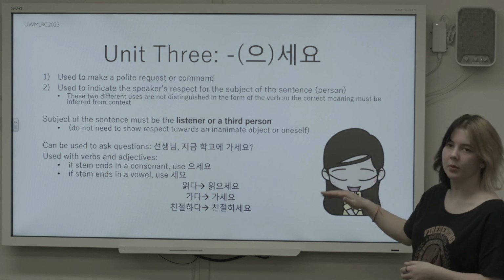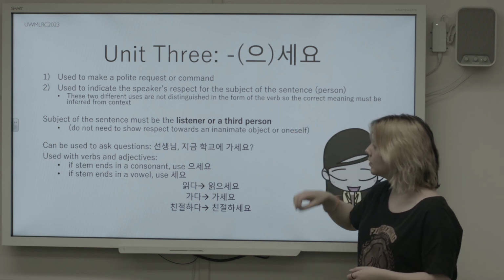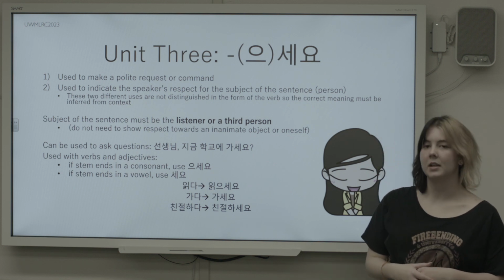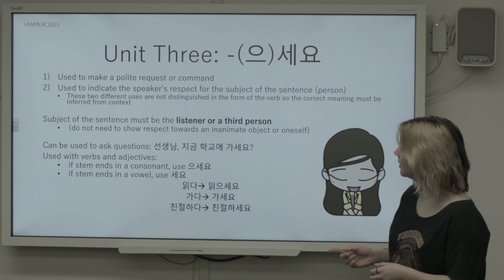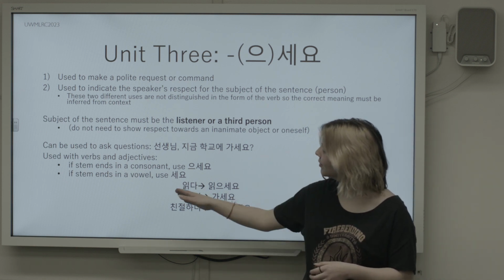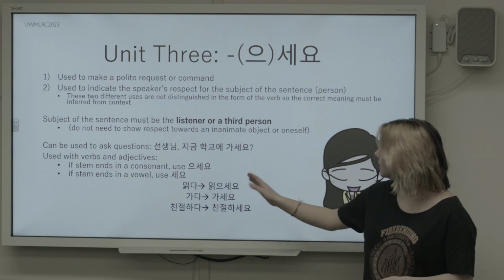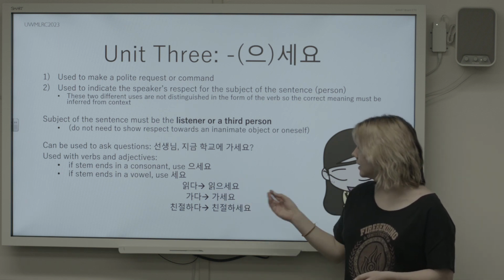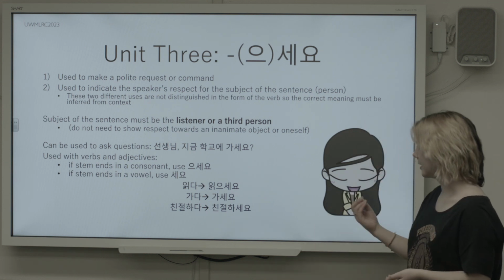Like the first form that you used, 으세요, in this second meaning, is used with verbs and adjectives. So if the stem ends in a vowel, use 세요. If it ends in a consonant, use 으세요. So 읽다 becomes 읽으세요, 가다, 가세요, 친절하다, to be kind, 친절하세요.